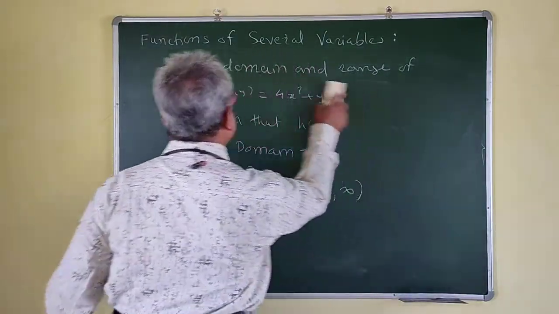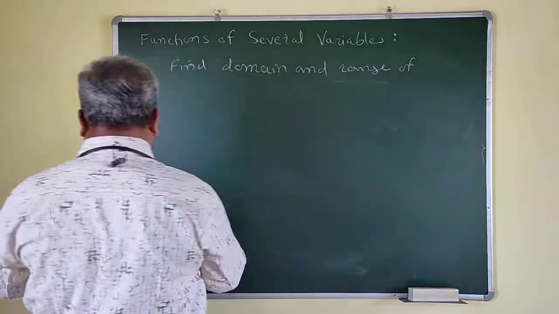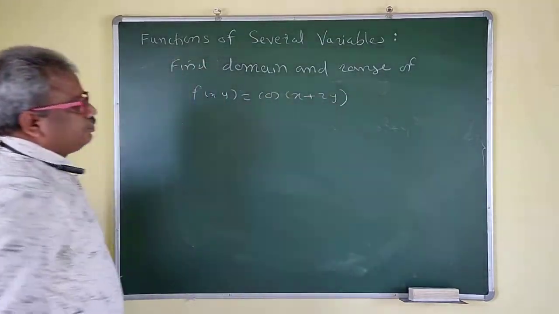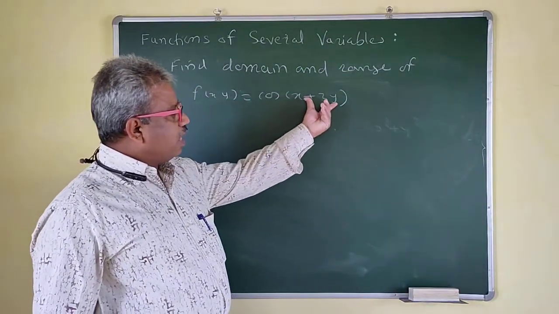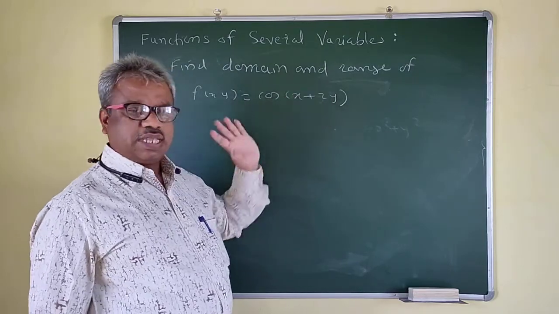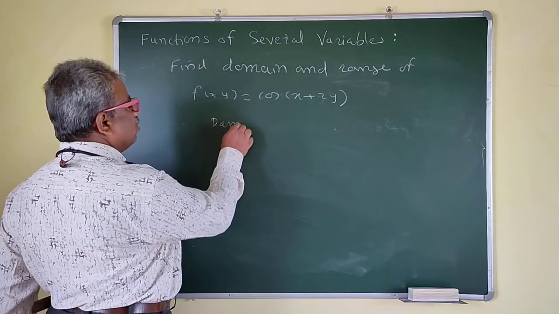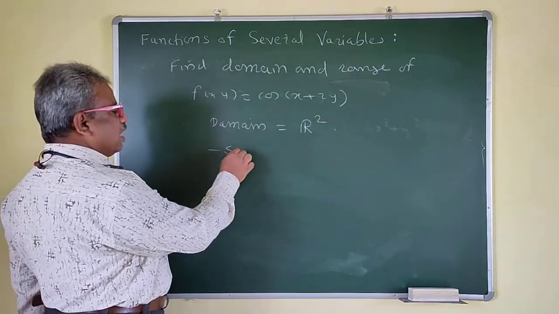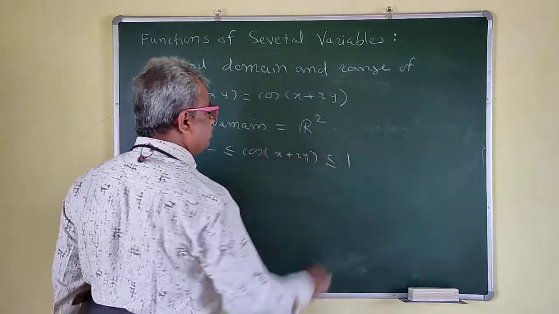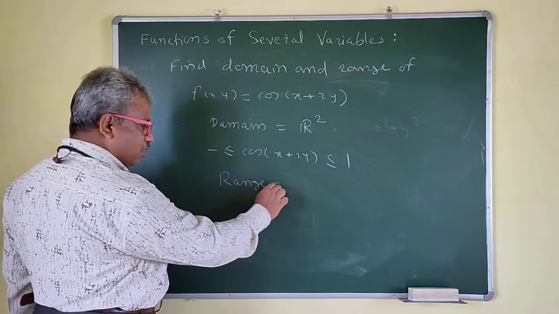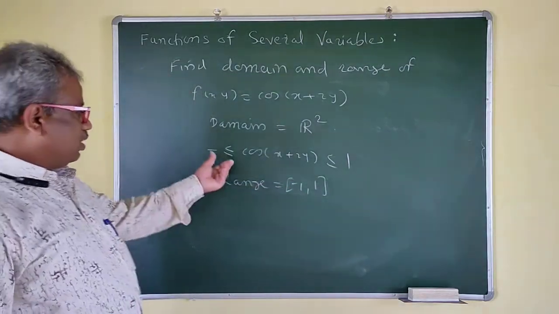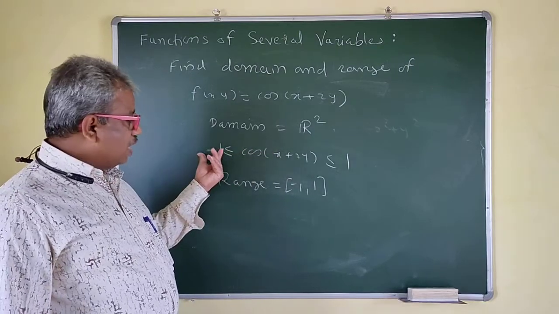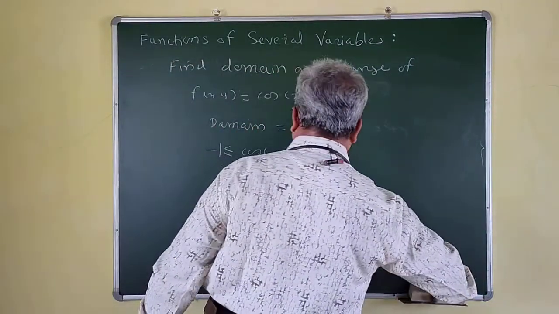Now we take the next problem. Find the domain and range of the function f of (x, y) is equal to cos of (x plus 2y). Now again here x and y: if you take any value of x and any value of y, the cos exists, right? So again your domain is R2. We know that the value of cos always lies between -1 and 1. So your range will be -1 to 1. Minimum value is -1 and maximum value is 1. We know that cos and sine are bounded functions, and they lie between -1 and 1.